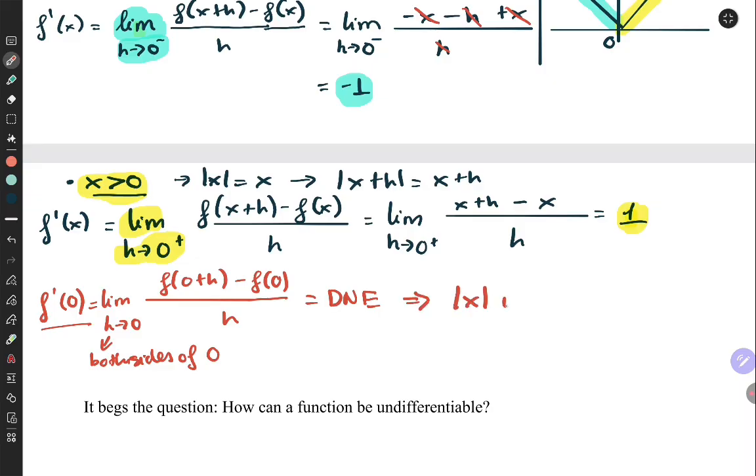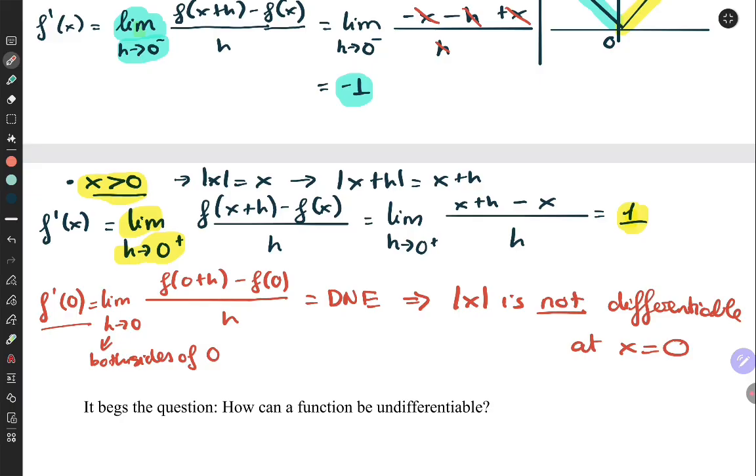Therefore, it is not differentiable. There you go.